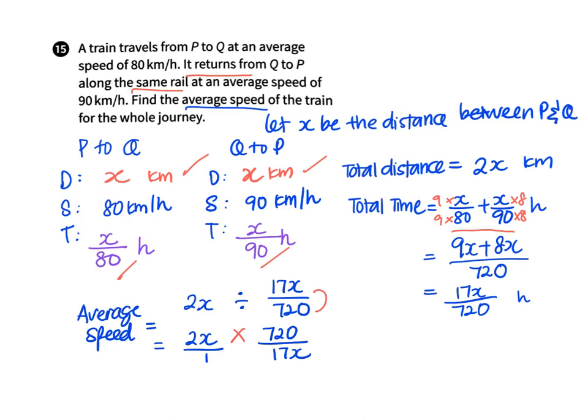Take note, 2X belongs to the numerator. So now we have X in the numerator and X in the denominator. We can cancel them away and we are left with the answer 1440 over 17, which we can simplify to the mixed number 84 12 over 17 kilometers per hour. We'll leave this answer as exact as possible, so we prefer it in fraction and try not to leave it in decimal places. Now, have you gotten the answer?